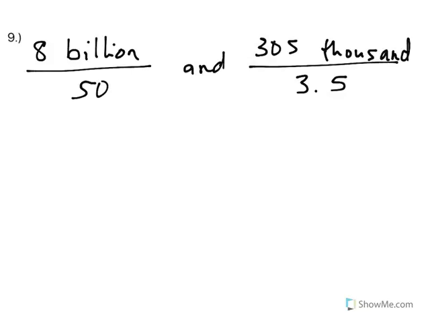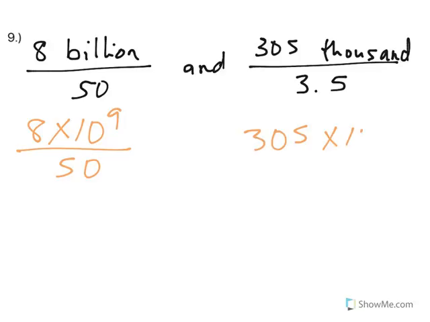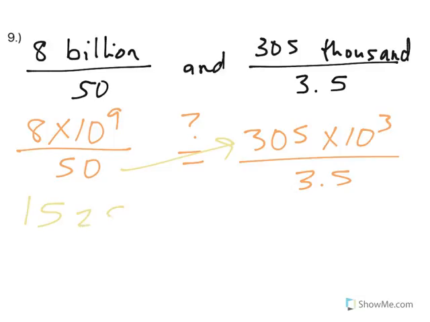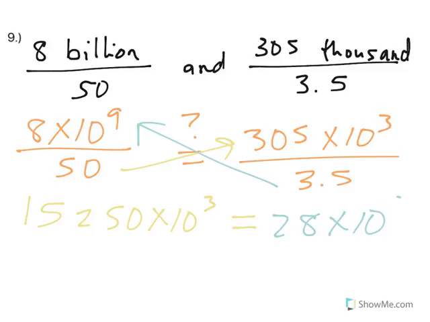Same concept here, I have 8 billion. That's 8 times 10 to the 9th over 50. And I have 305,000. That's times 10 to the 3rd over 3.5. Are these equal? So I cross multiply. I lost my train of thought here on my paper. I have 15,250 times 10 to the 3rd. Does that equal when I go this direction and I get 28 times 10 to the 9th?